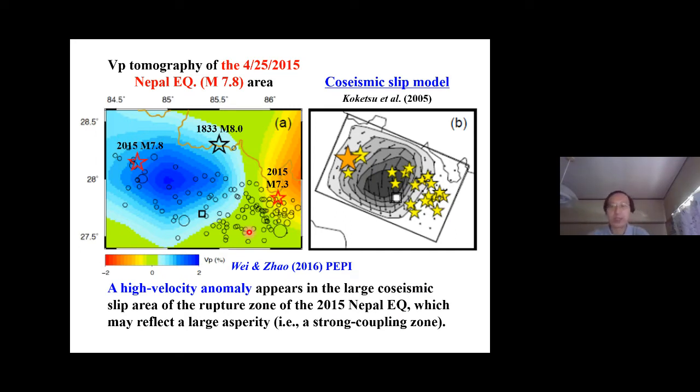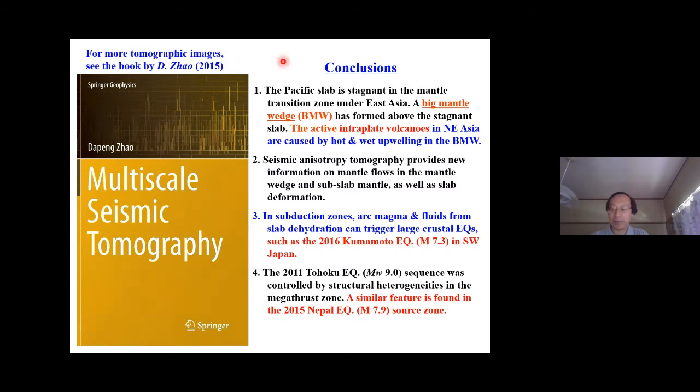Finally, in conclusion, the subducting Pacific slab is stagnant in the mantle transition zone near East Asia. A big mantle wedge has formed above the stagnant slab. The active intraplate volcanoes in Northeast Asia are caused by the hot and wet upwelling flows in the big mantle wedge. Seismic and anisotropy tomography provides new information on mantle flows in the big mantle wedge and the subslab mantle, as well as slab deformation.